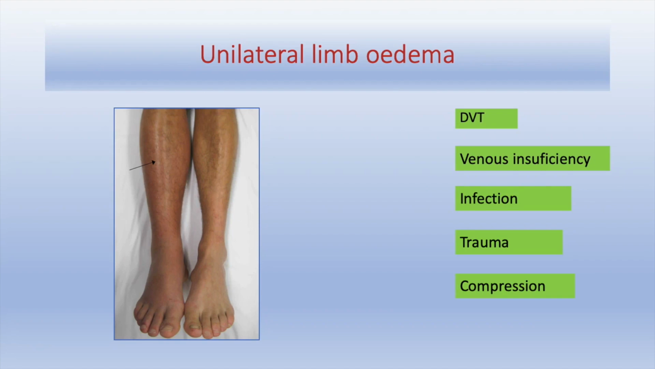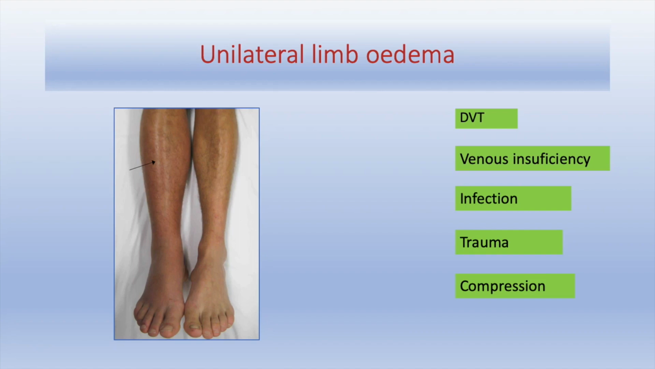The edema could also be unilateral in nature or bilateral. The main causes of a unilateral edema are DVT, or deep venous thrombosis, and venous insufficiency, where the venous drainage system is affected, because the veins have valves in them which direct the blood towards the heart. If these valves fail, you could get venous insufficiency, or something could be occluding the veins that could be causing the venous insufficiency.